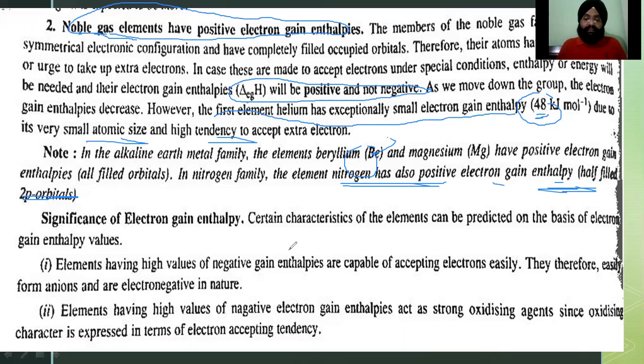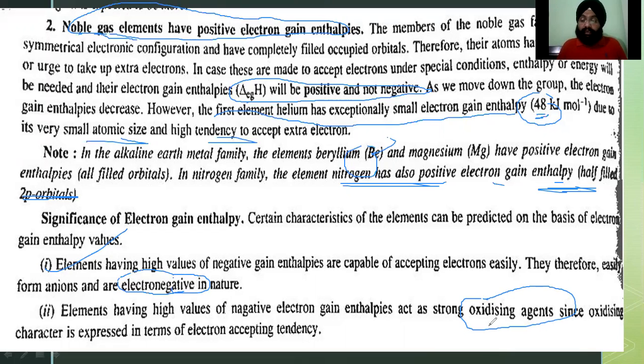Now, next is the importance of electron gain enthalpy. There are two important significances. First, it gives the electronegative nature: the atoms which have an urge to take up an electron and release energy are electronegative in nature. And the second is that those atoms which take up electrons easily with the release of high energy, that is, have a more negative electron gain enthalpy, are good oxidizing agents because they have a tendency to gain electrons.